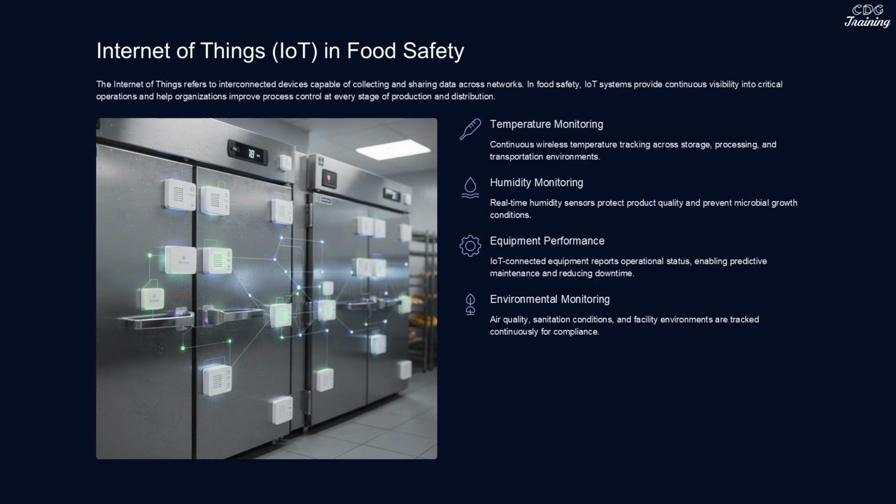of production and distribution. Temperature monitoring ensures temperature tracking across storage, processing, and transportation environments. Humidity monitoring tracks relative humidity, ensuring product quality and preventing microbial growth conditions. Equipment performance is optimized through IoT-connected equipment reporting operational status, enabling proactive maintenance and reducing downtime. Environmental monitoring tracks air quality, sanitation conditions, and climatic conditions to ensure safety and compliance.